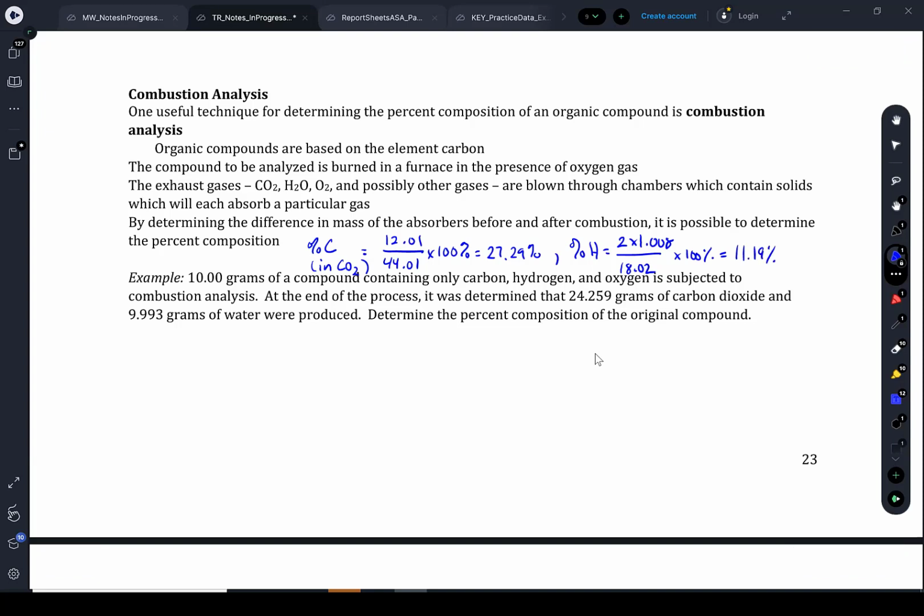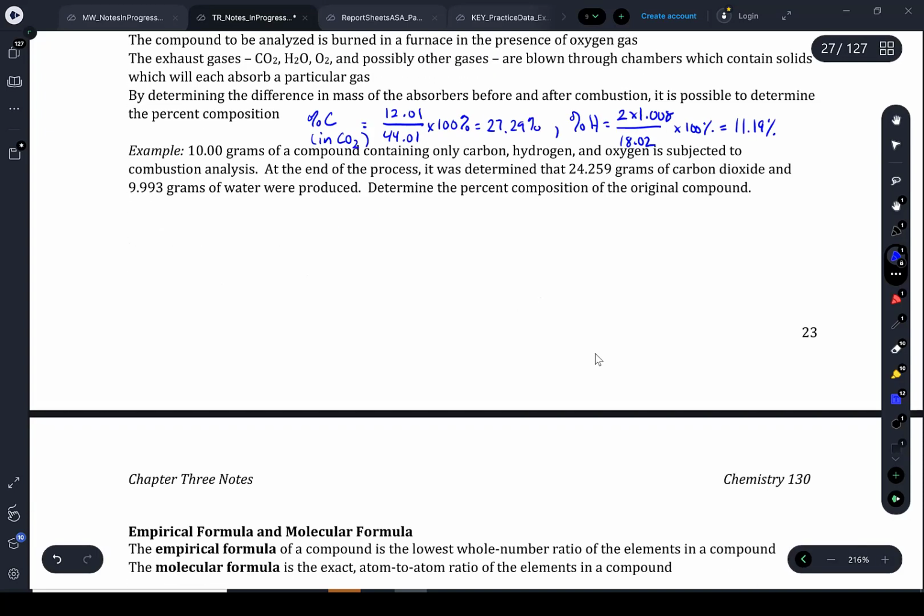All right, I might give you that on an exam, I might not. What I'd probably do is ask you to do that as part A or something like that to see that you know how to do percent composition. Okay. So I've got 10 grams of a compound that has only carbon and hydrogen and oxygen. And it's subjected to combustion analysis. At the end of the process, it was determined that 24.259 grams of carbon dioxide and 9.993 grams of water were produced. Determine the percent composition of the original compound.